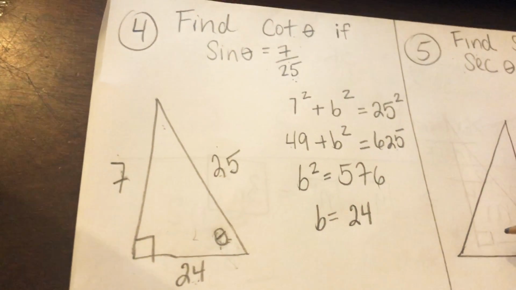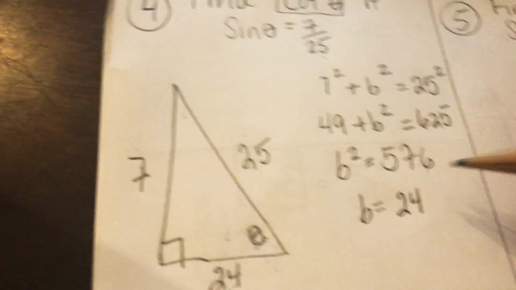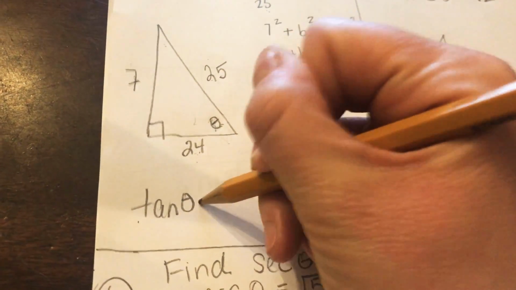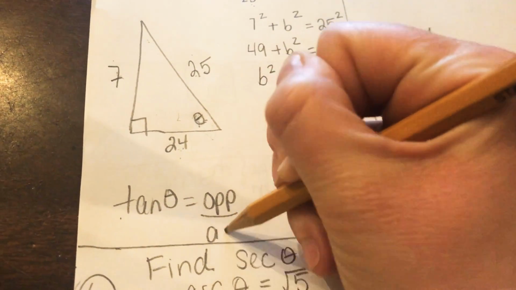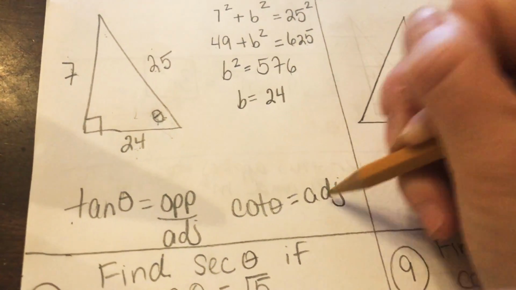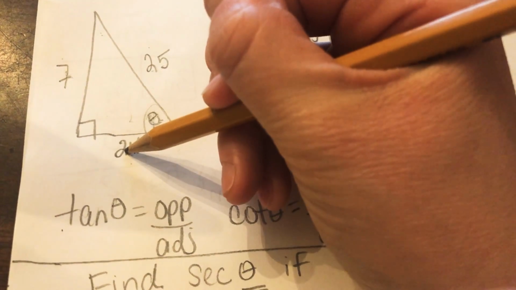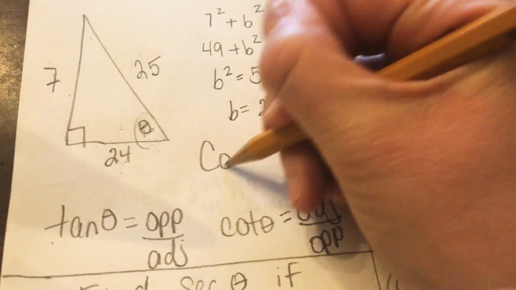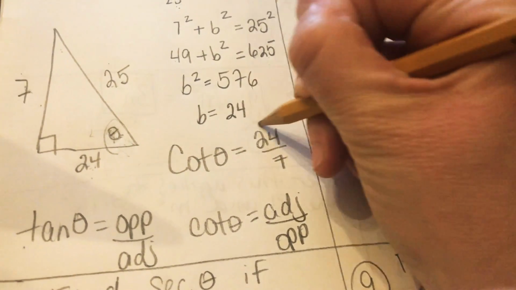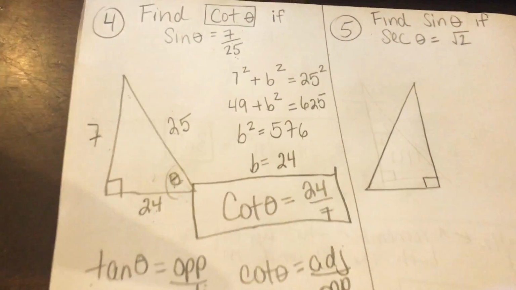Now that I have the missing side, I can find the cotangent, which is what I'm looking for. Tangent is opposite over adjacent, so that means cotangent is going to be adjacent over opposite, right? So if I'm on this angle here, adjacent is 24, opposite is 7. So the cotangent of this angle is adjacent over opposite, 24 over 7. Okay, so there's your answer.